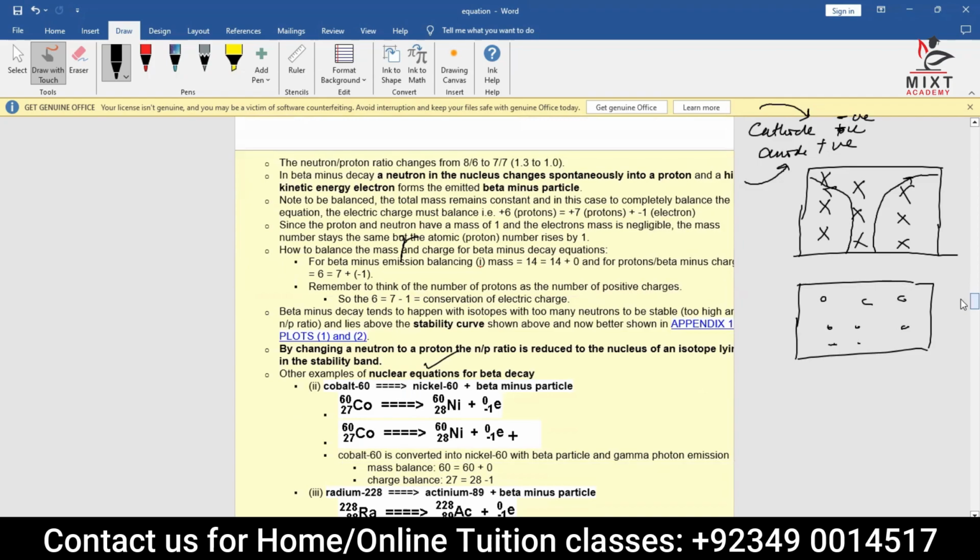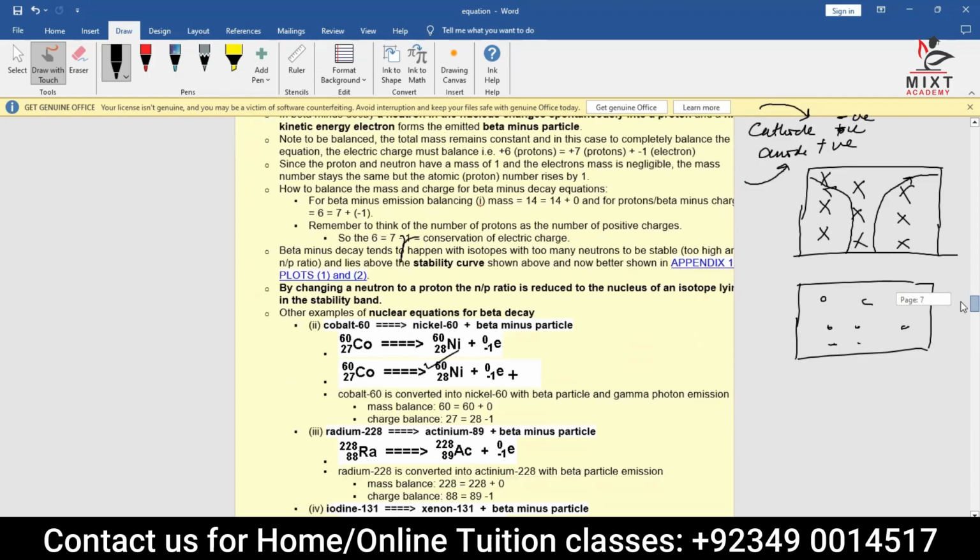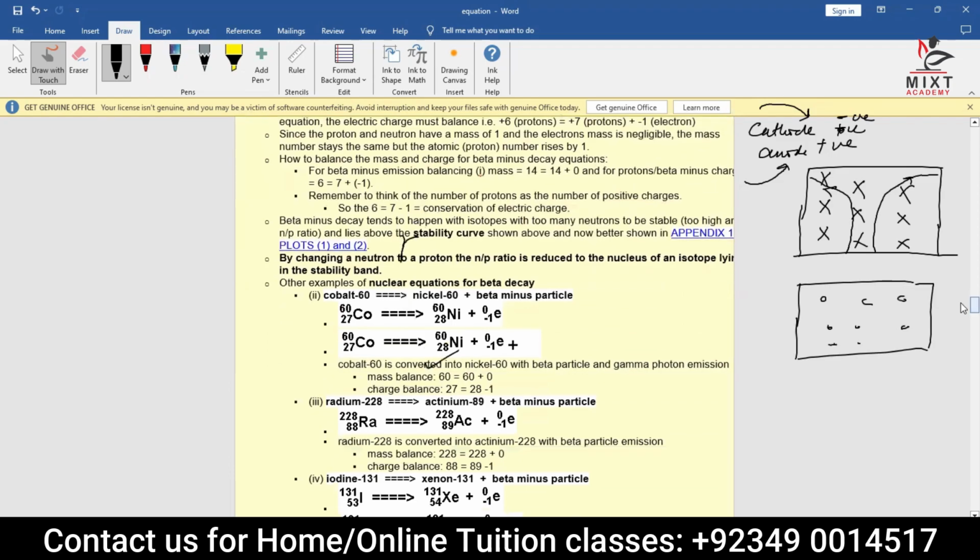Then there is a further one in here. Radium is converted into actinium. Iodine is converted into xenon. Okay, one more thing. It's written all beta minus particles. Remember that this is the only thing we have in our course.